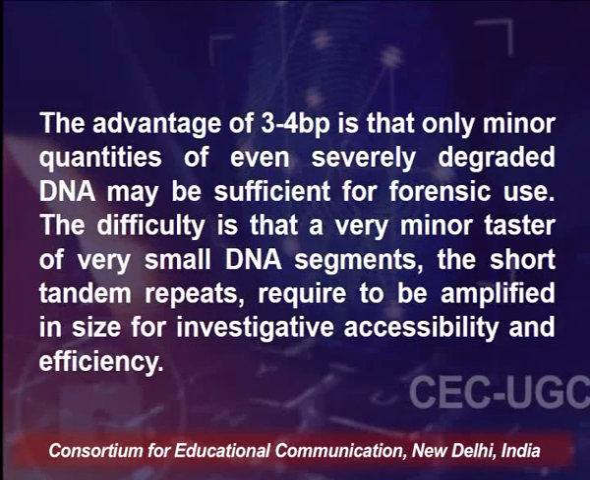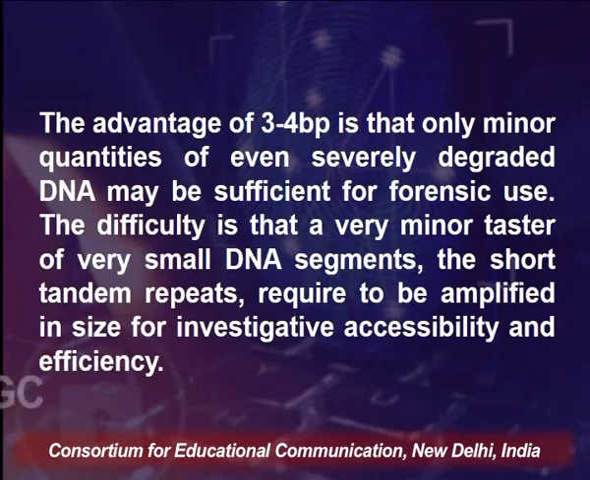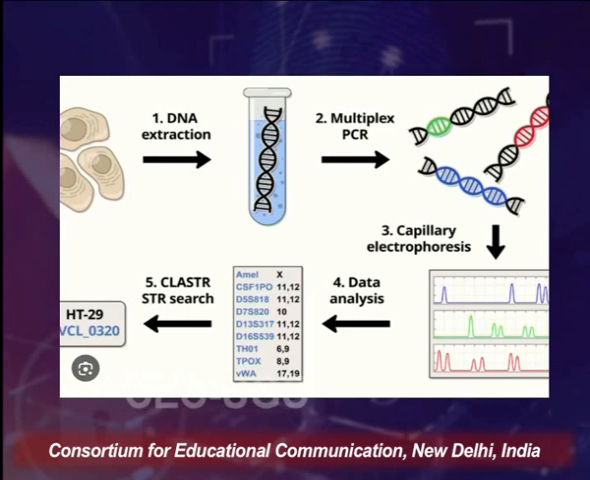The major advantage of this method is that only minor quantities are required, even in severely degraded DNA, which may be sufficient for forensic use. The difficulty is that the very small DNA segments, the short tandem repeats, need to be amplified in size for investigative accessibility and efficiency. So with the DNA extraction, we go for multiplex PCR and then capillary electrophoresis. We go for the data analysis, we have the repeats, and then we look for the particular locus, and then we identify the cluster STR search.